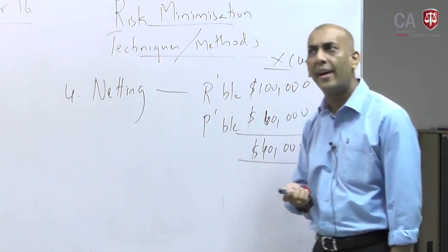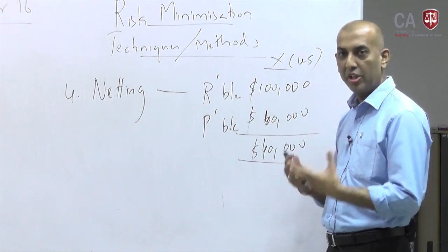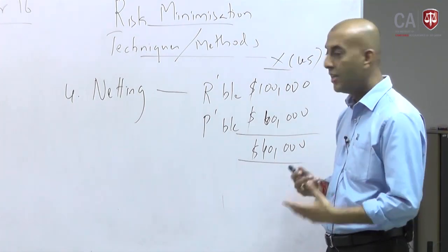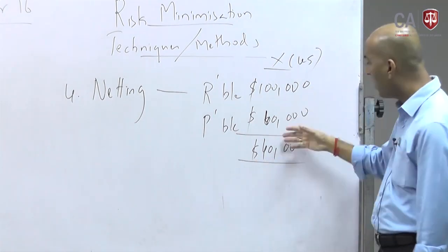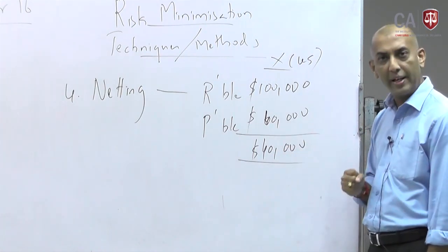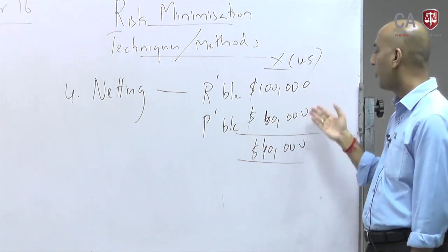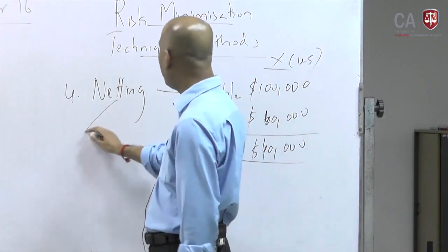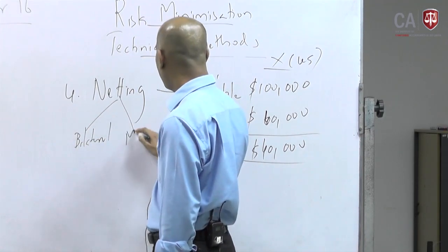It's more of an accounting transaction than exchange rate risk management, but it also results in reducing exchange rate risk. So $40,000 is the net amount you will have to pay or receive, in this case receivable. So you receive only 40,000. So the exchange rate impact will come for 40,000, not for 100,000 or 60,000. So this is the netting transaction. So netting can be of two types. One is bilateral, the other one is multilateral.